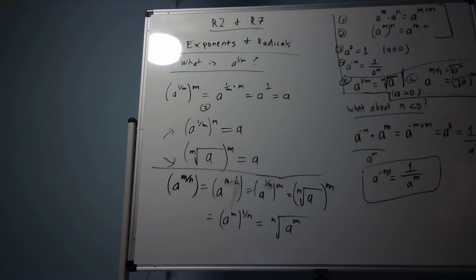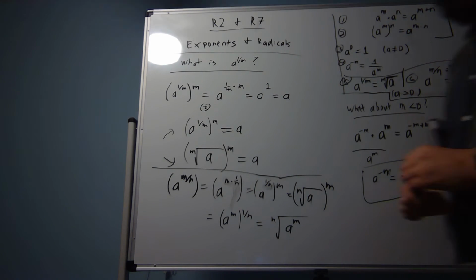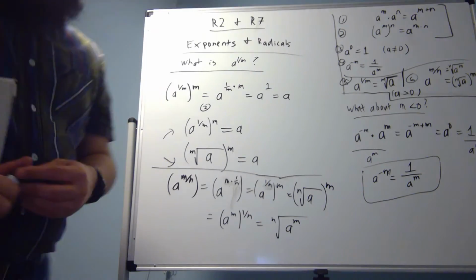And it's kind of the fact that the order you do that in doesn't matter is the same as saying that the order that you multiply m times 1 over n, which one comes first, that also doesn't matter. So those are the definitions.